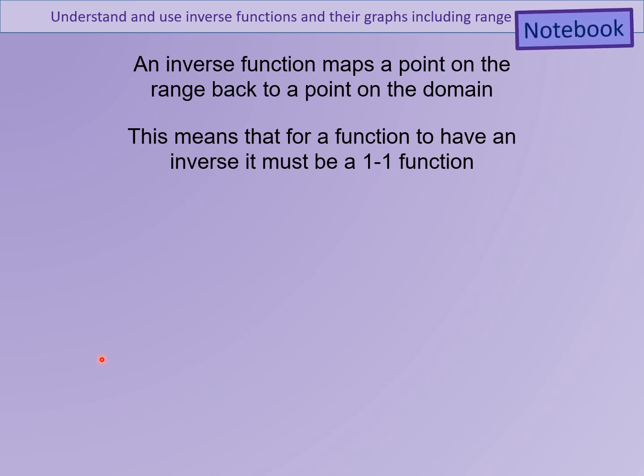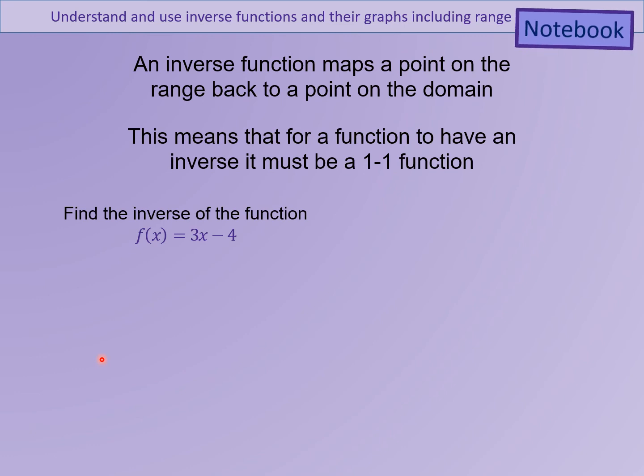Because if it's not a one-to-one function, when you're trying to map back, you don't know where to go to. So for example, if I said to you, I square a number, I get the answer as 4, you could say, well, your number is 2, or you could say your number is -2. You don't know which one it is. So because it's not one-to-one, it can't have an inverse. So just get those two notes down in your notebook.